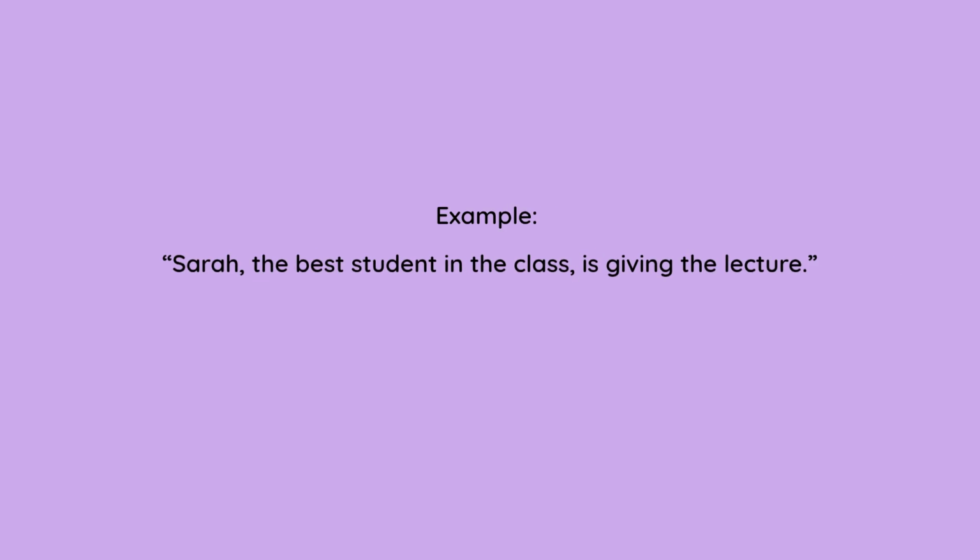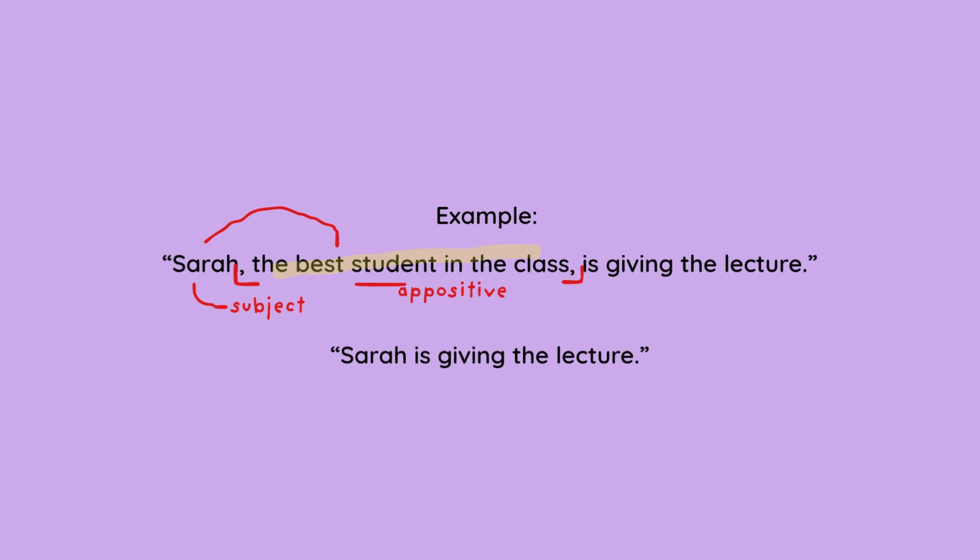Look at this example. Sarah, the best student in the class, is giving the lecture. In this example, Sarah is the subject of the sentence, and you can easily recognize the best student in the class as an appositive phrase because of the noun student and the commas. The sentence says that Sarah and the best student in the class are the same person. Note that if you leave out the appositive phrase, the sentence still makes sense.